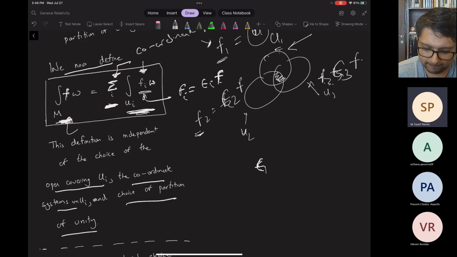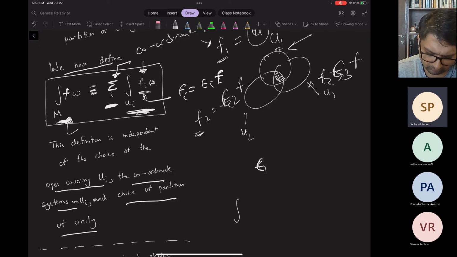One thing about this boxed equation: the integral over M of f omega. We've seen that we can write f as a sum over i of fi. So I can replace f by the sum over i of fi, with omega there, and this integral over M I can also write as the sum over i of the integral over Ui.